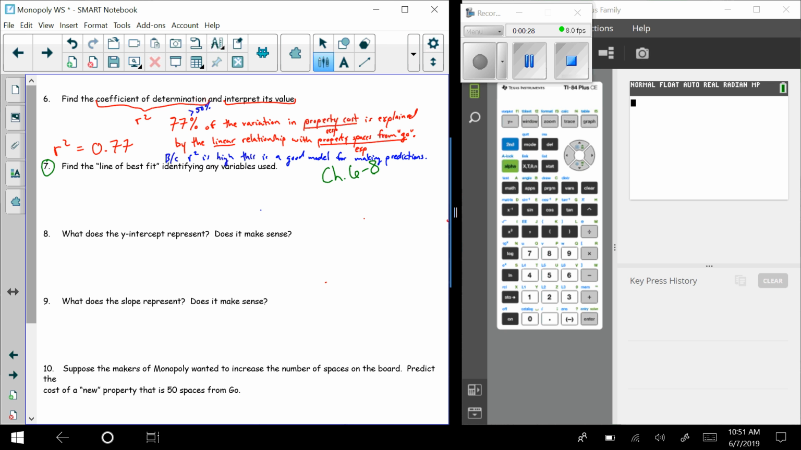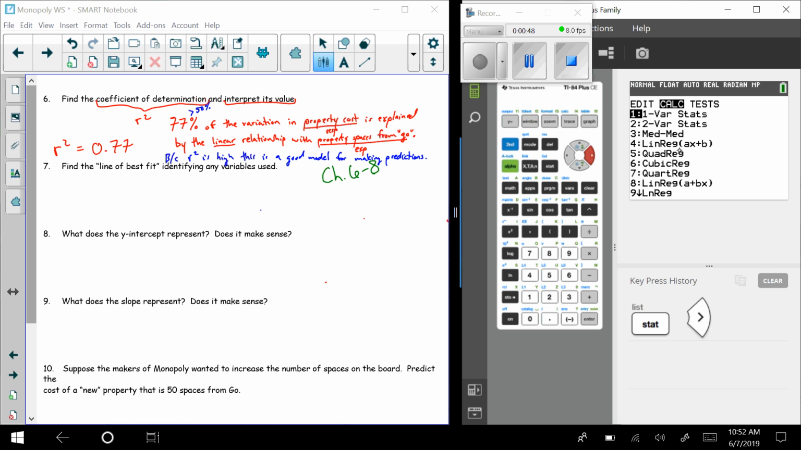We're finally on to find the line of best fit, which technically I've kind of already done in the last 2 videos. I just haven't talked about it. And it does say find the line and identify any variables being used. So over here on my calculator, I do have mine up. I still have the data inside of it. I want to run that line, my linear regression again.